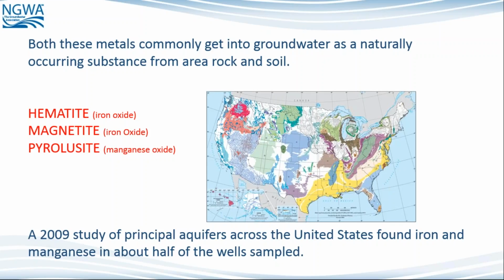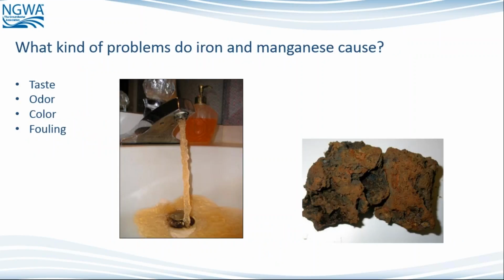Quoting a 2009 study, all across the United States it was found that iron and manganese are found at some detectable level in just about 50% of the wells that were sampled. So just about everywhere in the country, if we drilled a water well, we would probably find the presence of iron and manganese about half of the time.